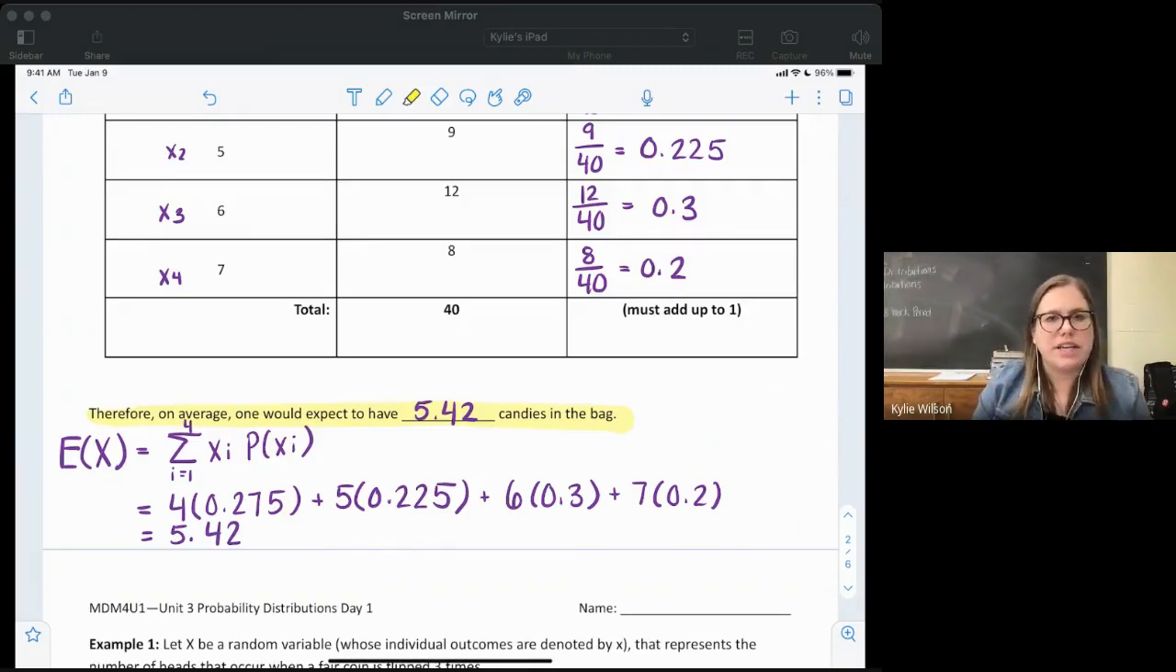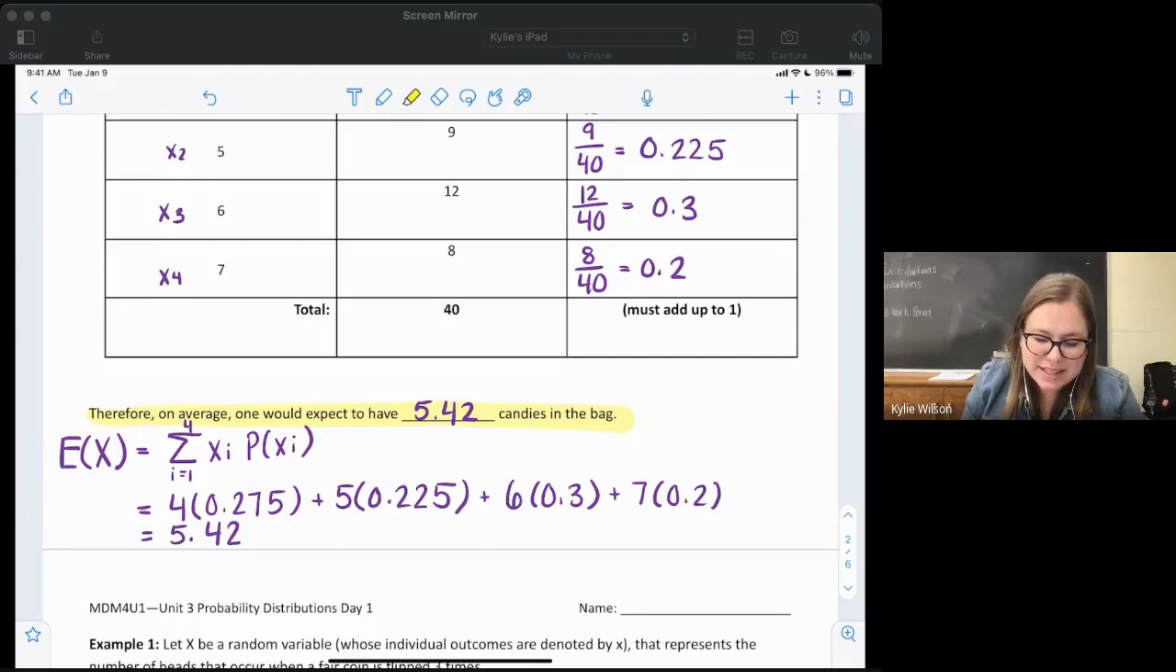Now, here's the funny thing about our expected values. You may be looking at this and thinking, but we can't have 5.4 of a candy. We either have 5 candies or we have 6 candies. And if that is what you're thinking about, you are absolutely right. We can't have 5.4 candies. This represents the average number of candies we would get in the bag. So that means it's somewhere between 5 and 6 candies.